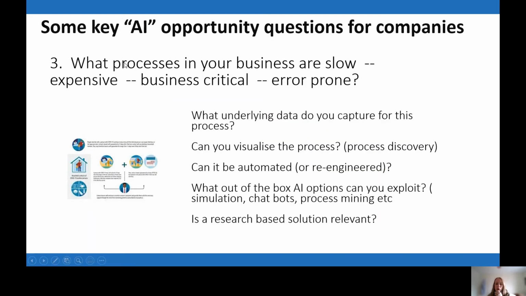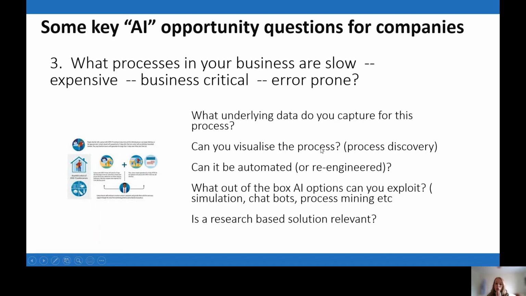Now, the third point that I would make is processes in your business. And these are obviously closely related to data, but what processes in your business are slow or slower than they should be, expensive, potentially business critical, obviously more urgent ones, and error prone. So if you're, for example, an insurance business and you're processing claims, how well is that process working? What underlying data do you capture for the process? Can you visualize it? Do you know what the process looks like in terms of process discovery?